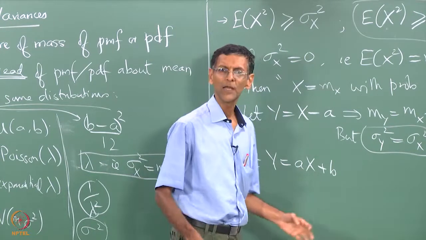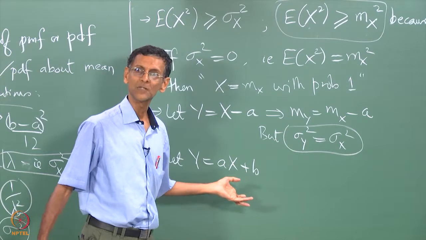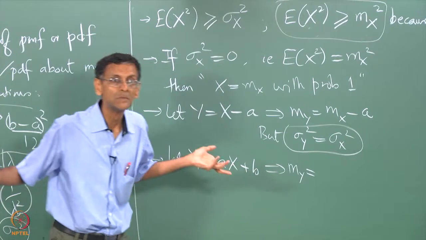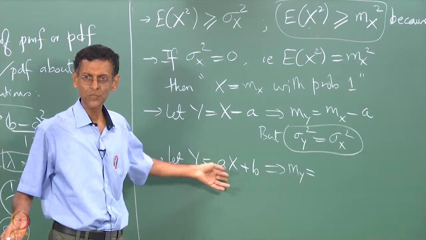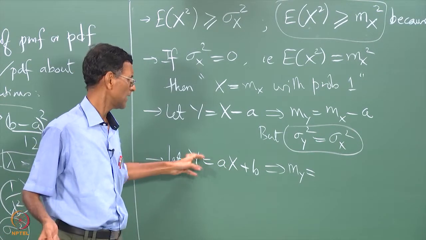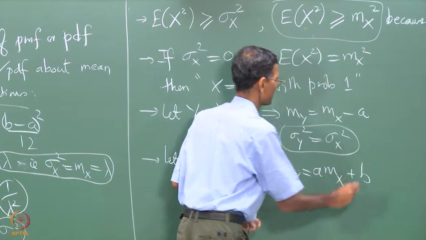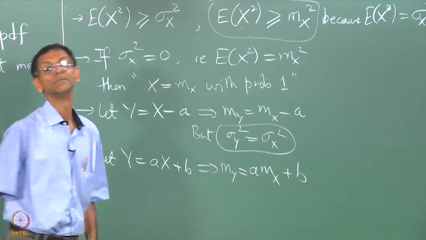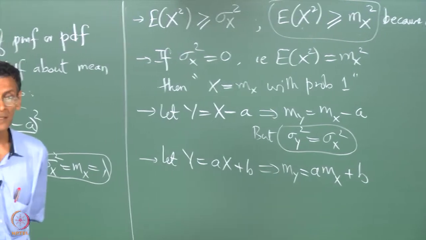Mean is very easy. All you have to do is apply E on both sides, use LOTUS, and what does it end up in? I'm assuming you know m x and sigma x squared. So in terms of that, the mean of y is a m x plus b. Sigma y squared is a squared sigma x squared. It does not depend on b.